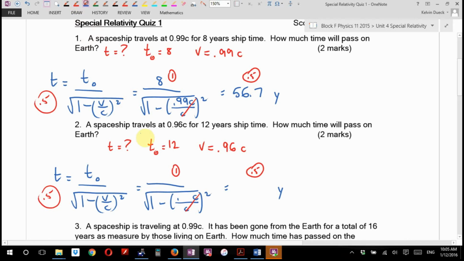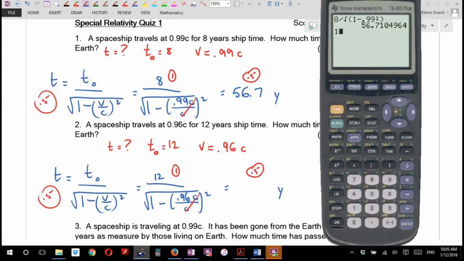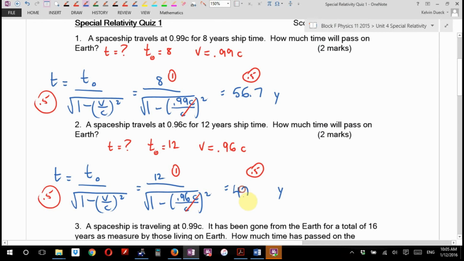It's going to be 12, and 0.96. In fact, 12 divided by square root bracket 1 minus 0.96 squared. You get 42, I guess technically 42.9. Yes, but 42.86. I'm going to go 42.9. If you said 43 years, I'm good.